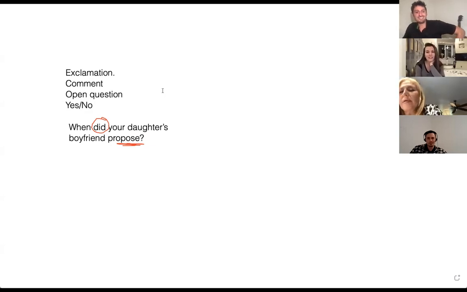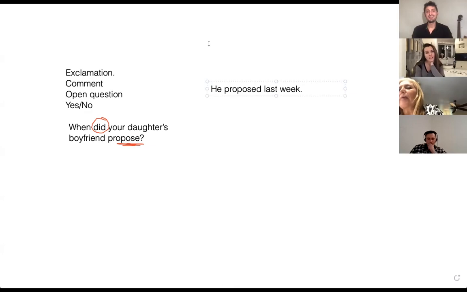Okay. And did your daughter's boyfriend propose? Good. Perfect. He proposed her last week in a rooftop. Yes. Good. So he here proposed last week to her. Here, you already know it's to her. So it sounds better if you say he proposed last week. Yes, he proposed last week. Yep. Proposed last week and then in a rooftop.